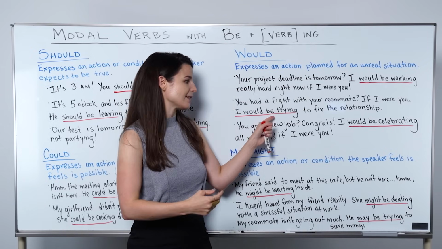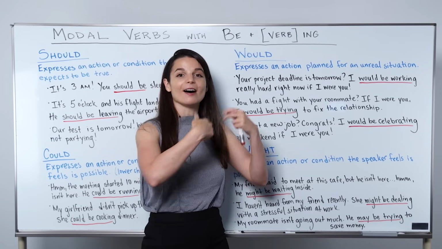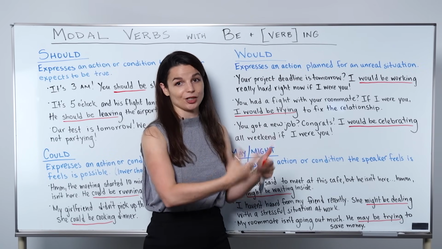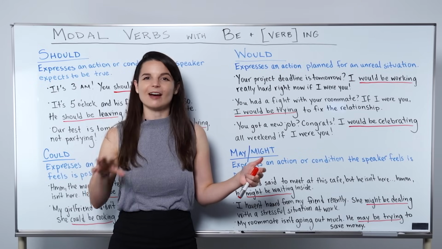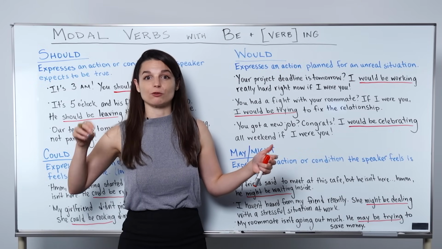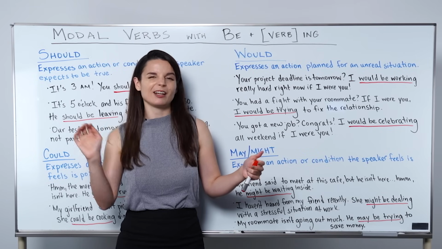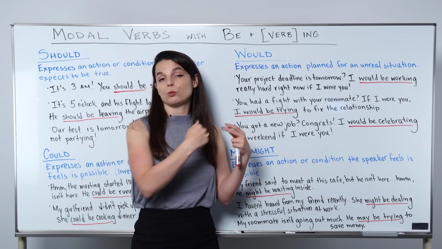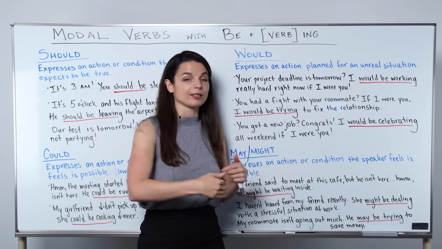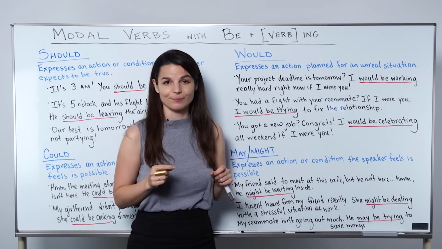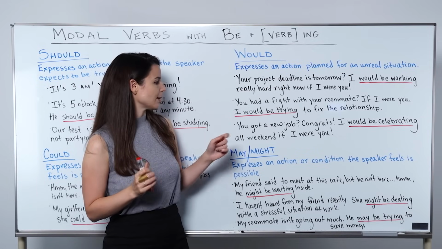So be trying means in this moment, I would be working on doing something to repair the relationship. The other one doesn't have that same feeling of urgency of doing something now. I would try to fix the relationship means kind of generally. I would be trying sounds like actively. I would be doing this activity now. So that's the difference. Okay, let's look at one more example.